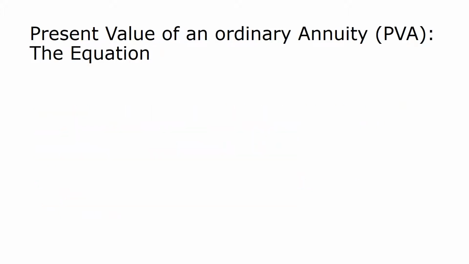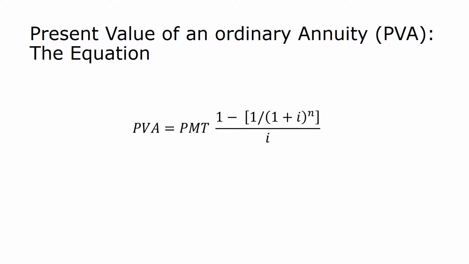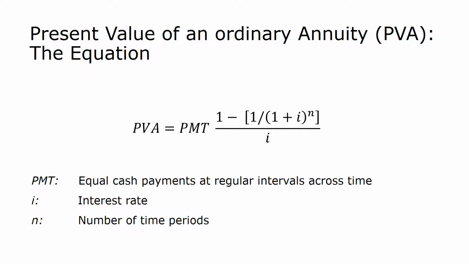So let's get started with the equation. So here we have PMT. This is the equal cash payment at regular intervals across time. And I should highlight here that it takes place at the end of each time period. And I is the interest rate, or sometimes it is R. N is the number of time periods. So let's get started by putting the equation in practice.